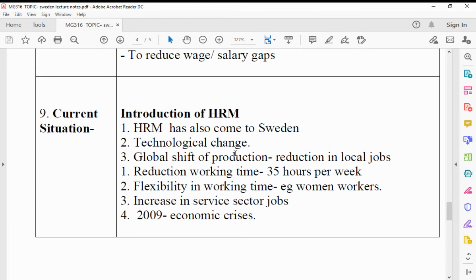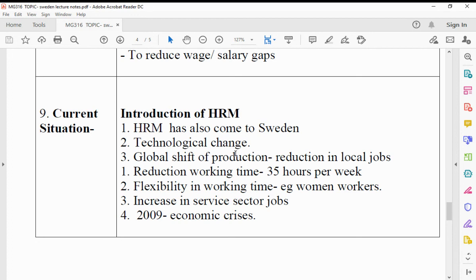Reduction in working time. In the Western countries, usually there is a 40 or 45-hour week. Sweden, 35 hours per week. There is flexibility in working time, flexible working hours. For example, women workers usually like to work flexible working hours. Research has shown this. So this change is coming into Sweden as well. There is an increase in service sector jobs, and Sweden was also not spared by the 2009 economic crisis. So there were job losses, but things were improving. However, the current situation, you can also add, is the coronavirus pandemic, which is affecting jobs as well.